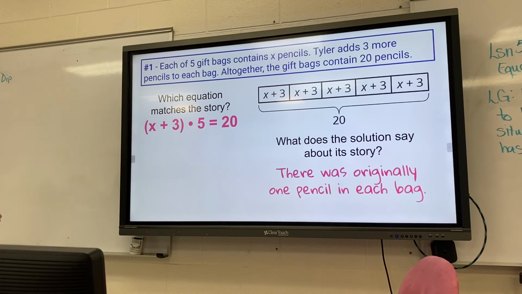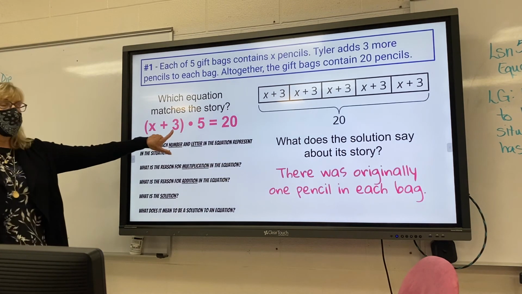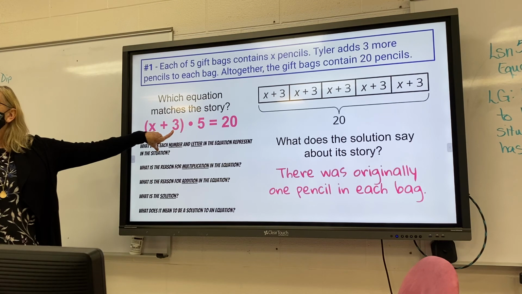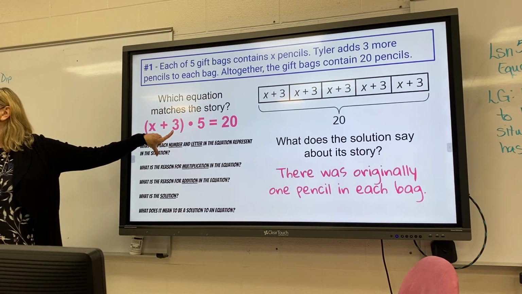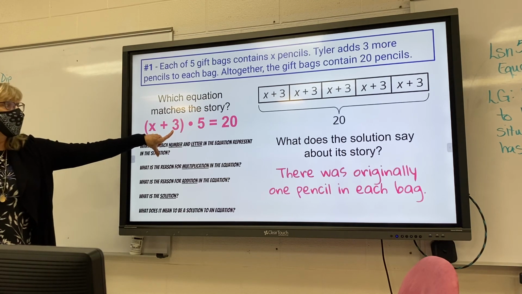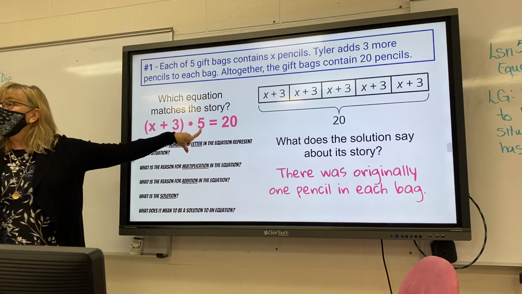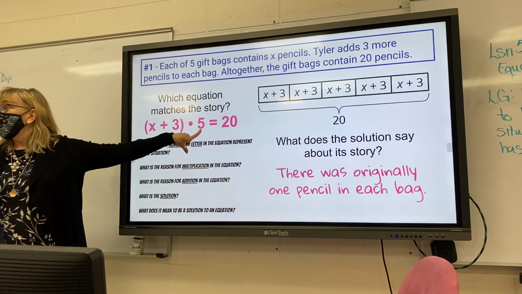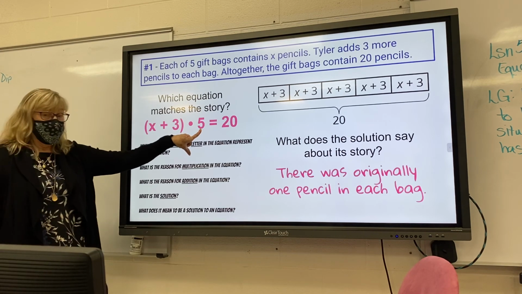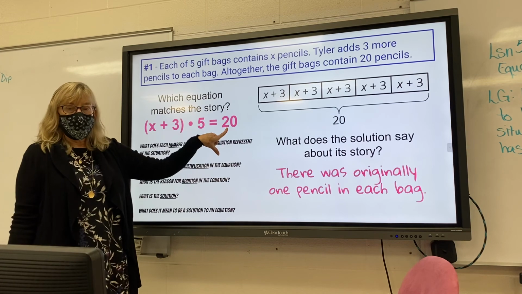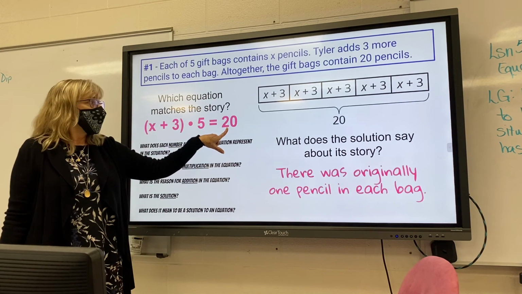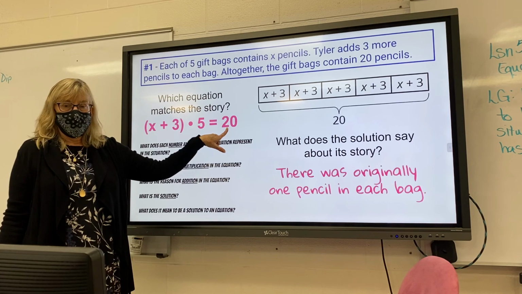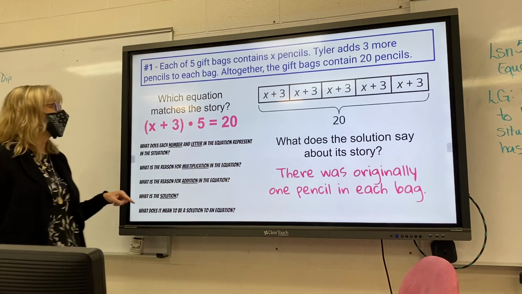All right, good. Now, what does this number represent? What does the 3 represent? Rachel? How many they added? The number of pencils he added. What does the 5 represent? Nevaeh? The 5 bags. Simone, what does the 20 represent? The 20 represents the 20 pencils, right? The total number of pencils he had.